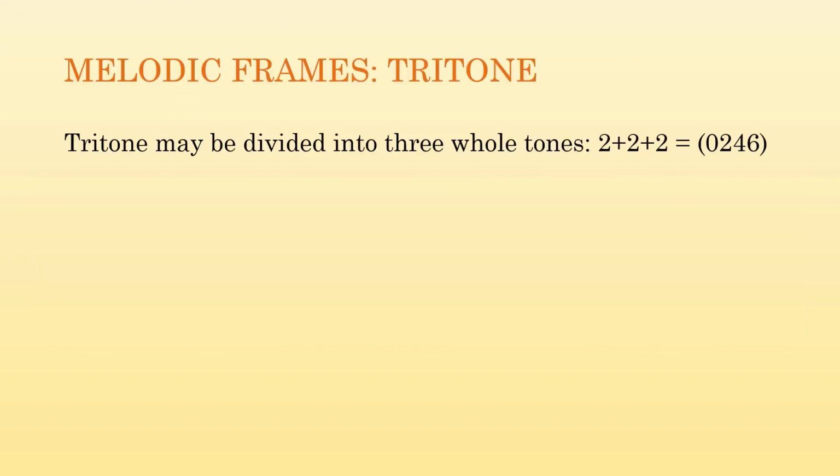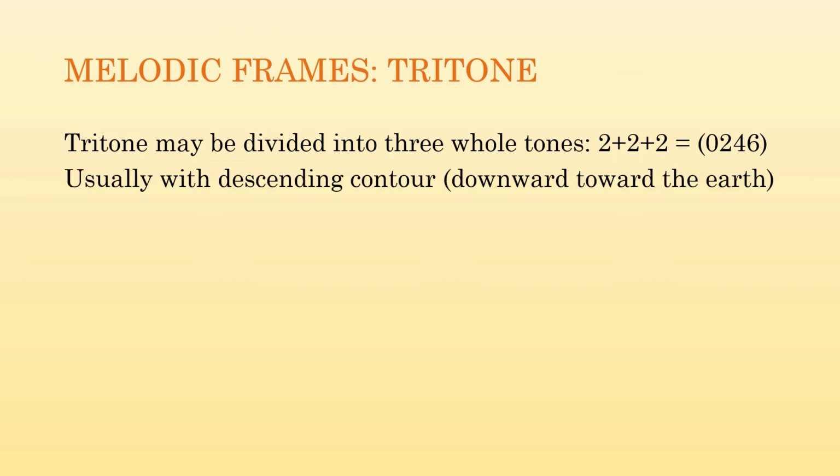In addition to its division into two minor thirds, the tritone may also be divided into three major seconds as 2 plus 2 plus 2, or 0, 2, 4, 6. Melodies organized like this, like all the melodies in the Rite of Spring, tend to move downward.